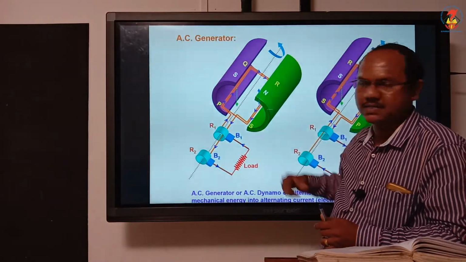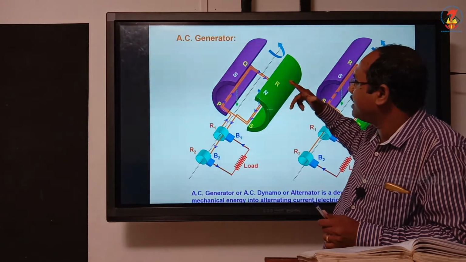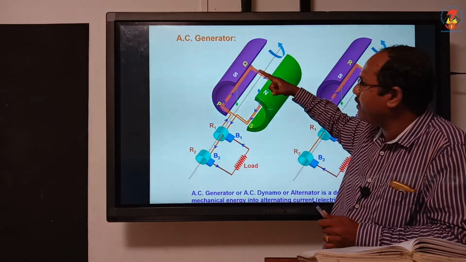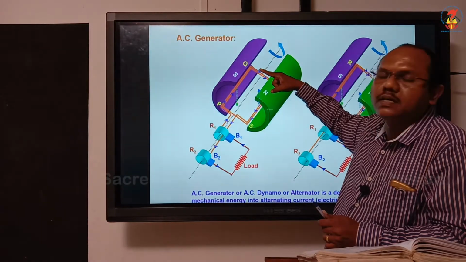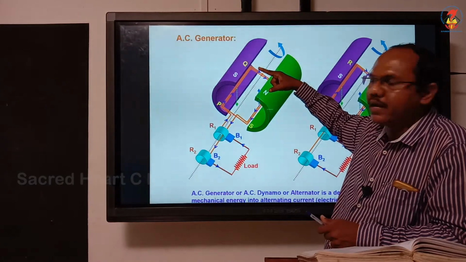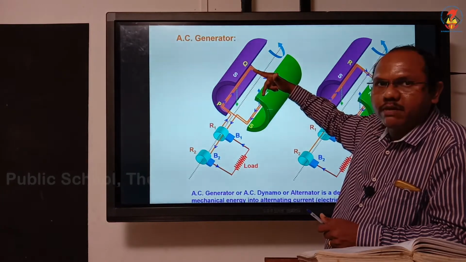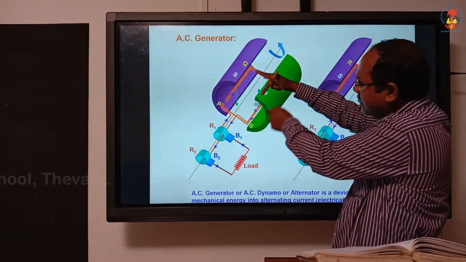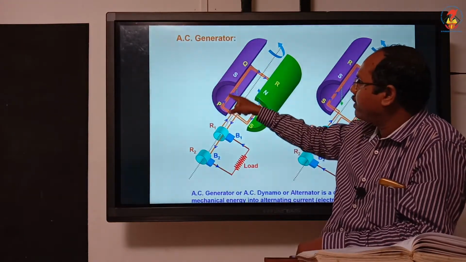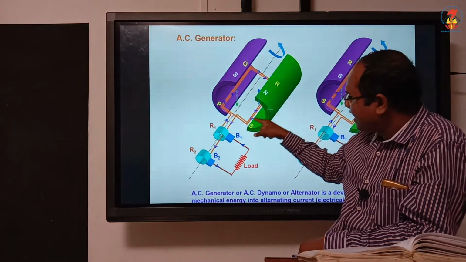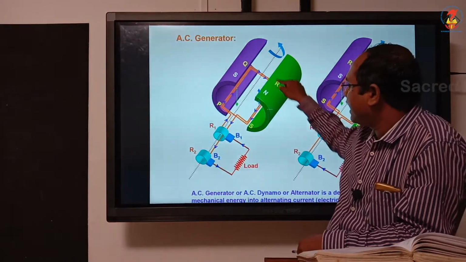Now look at the arm RS. RS is moving upward. The magnetic field is north to south, so my point finger is from north to south. RS is moving outward, so I stretch the thumb outward. My middle finger is like this, that means from R to S. So the current initially will flow from P to Q to R, S, B1, B2 and P. This is the direction of the current flow.